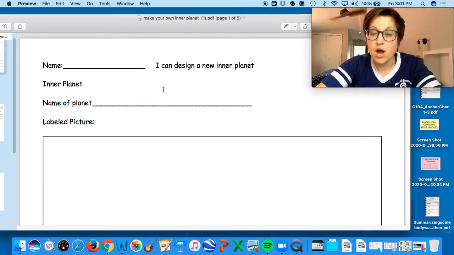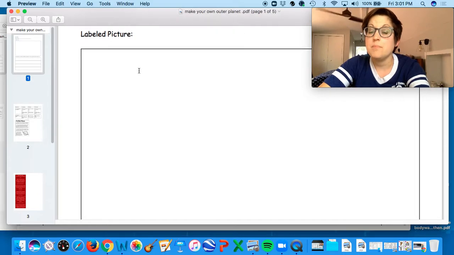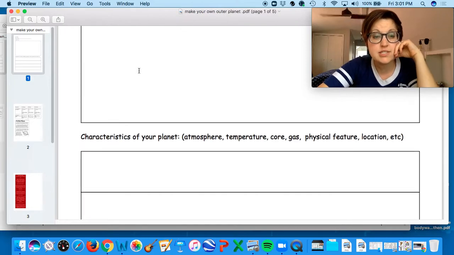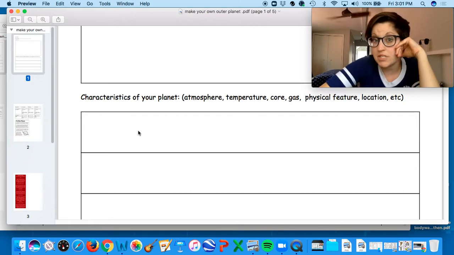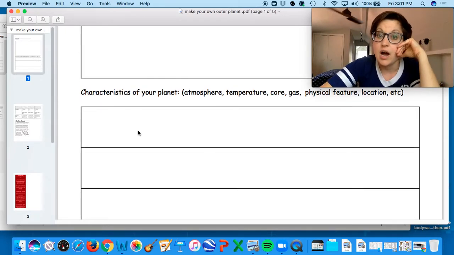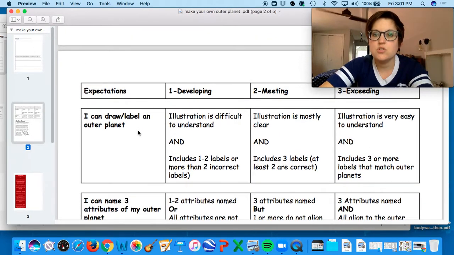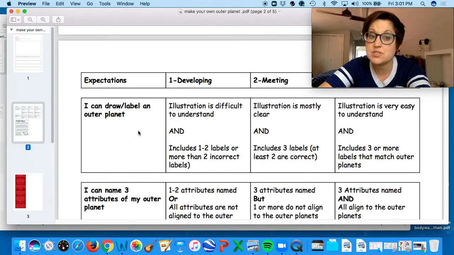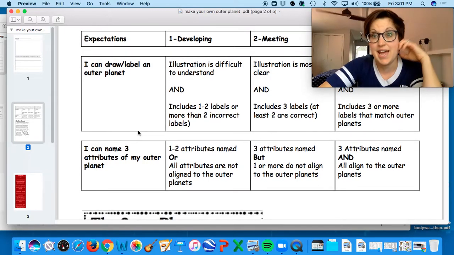And so tomorrow, I'll upload the same video, and you would write the name of your outer planet, you would draw a picture of what your new outer planet looks like with 3 labels that match outer planets, and then you would write characteristics of your planet. So, what is its atmosphere like? What is its temperature? Where is it? Does it have rings? And then again, you'll have to make sure you have a very clear illustration that includes 3 or more labels. And you need to name at least 3 attributes of your planet as well.